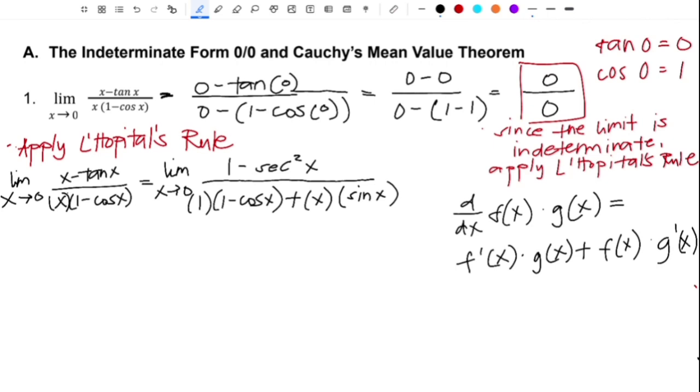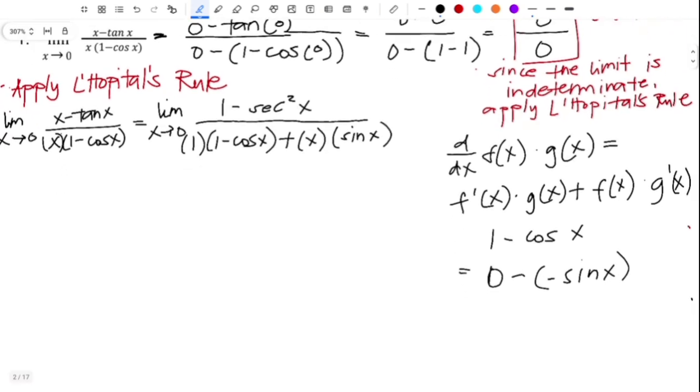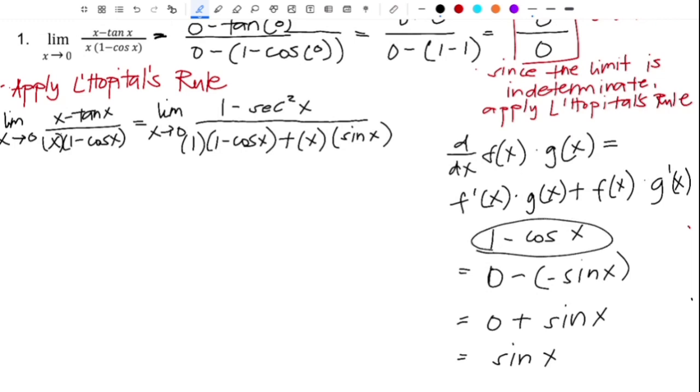Because if we solve this thoroughly, we have 1 minus cosine x. The derivative of 1 is 0, minus the derivative of cosine x, which is negative sine x. Then we distribute the sign, and we get plus sine x. Therefore, the derivative of this function is sine x.